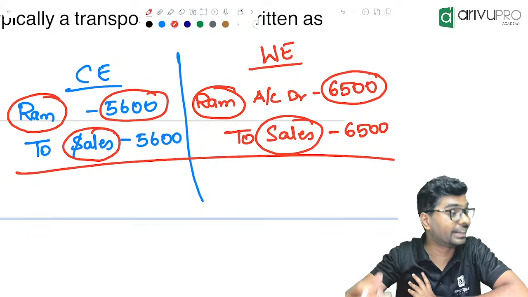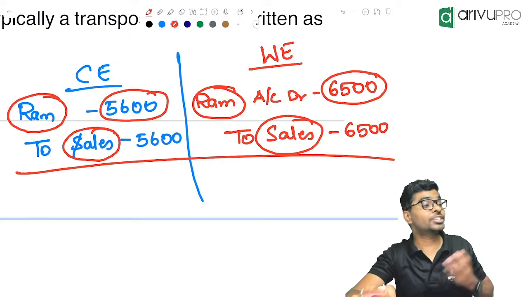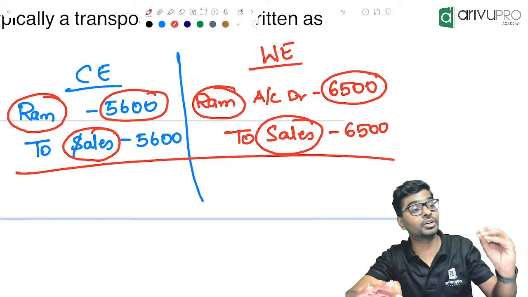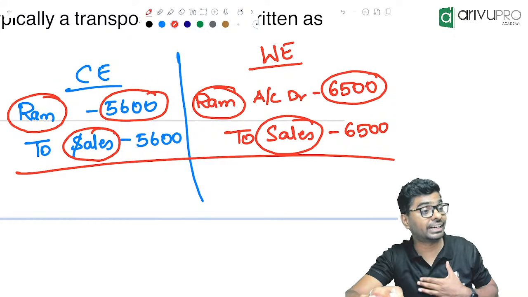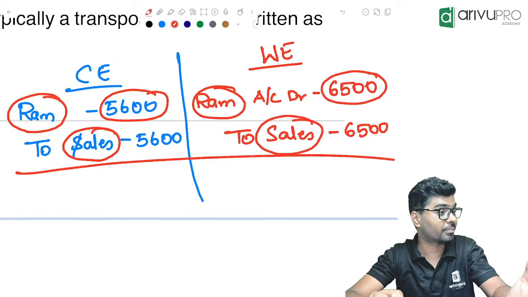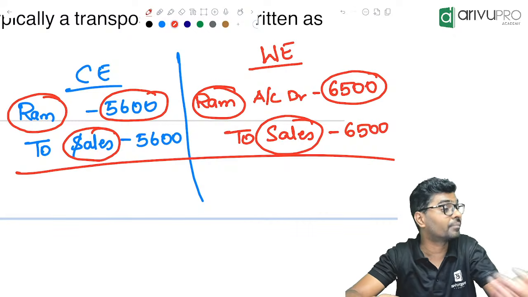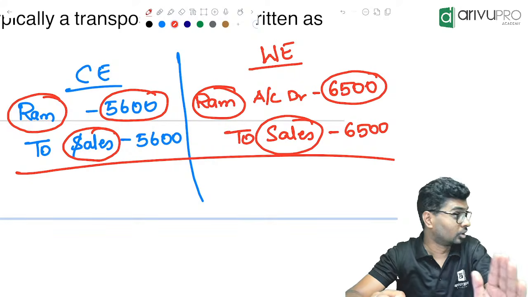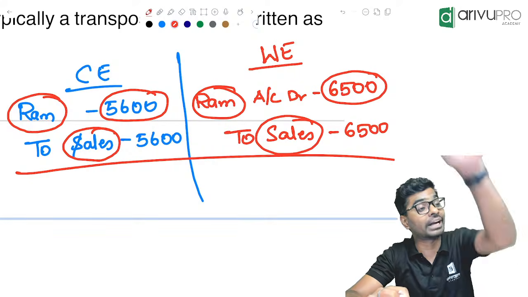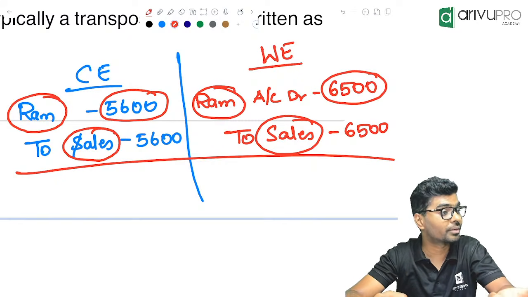Listen to it carefully. I should have debited 5,600. I have debited 6,500. That means I have given excess debit to Ram. Therefore, I have to reduce that excess debit. How do I reduce? By crediting it.